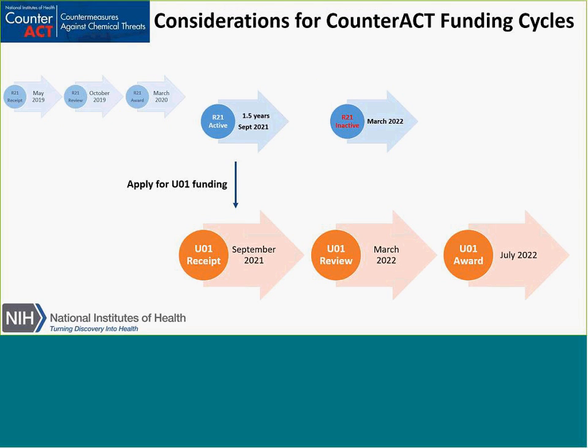With one receipt date a year, you will need to time your studies to make sure that you have enough preliminary data well before your grant runs out to apply for the next level of funding in the program. Ensure that you don't have a gap year in your funding. In the R21 example shown here, if you receive your award in March of 2020, you will need to apply for U01 funding 1.5 years into the award. I thought it was important to mention this here because we have so many R21 investigators that also apply for U01 funding.